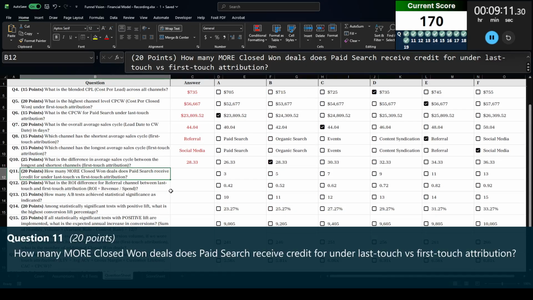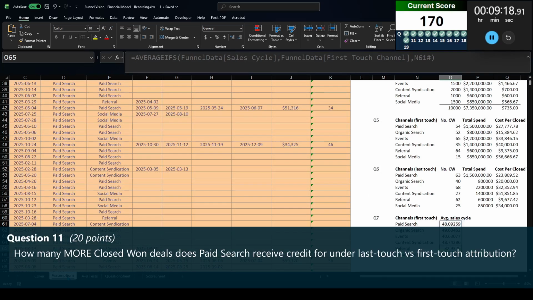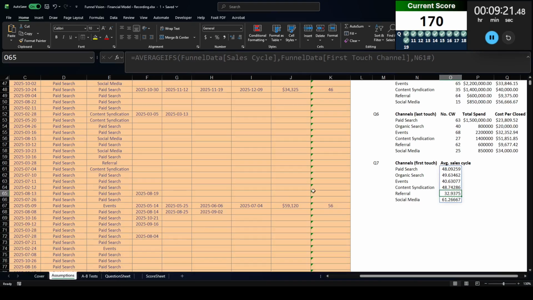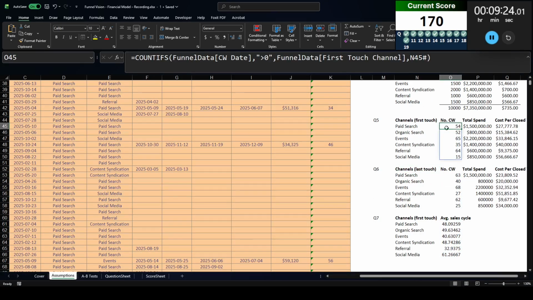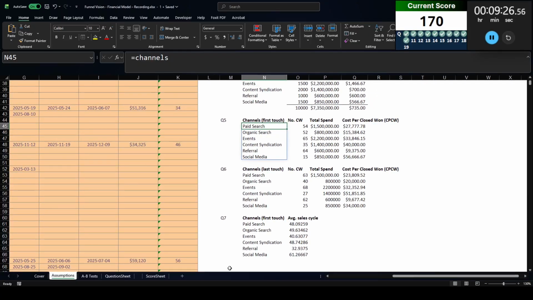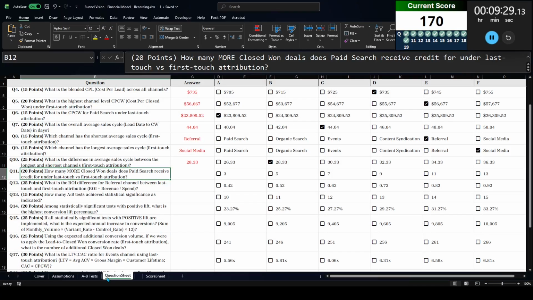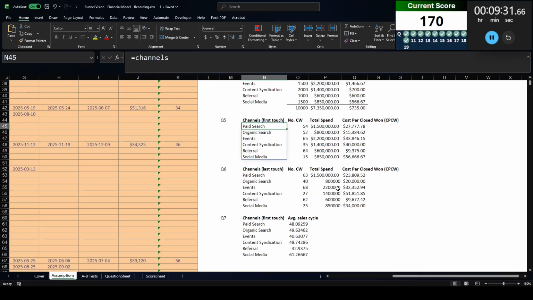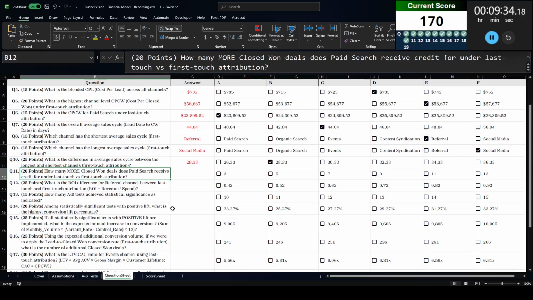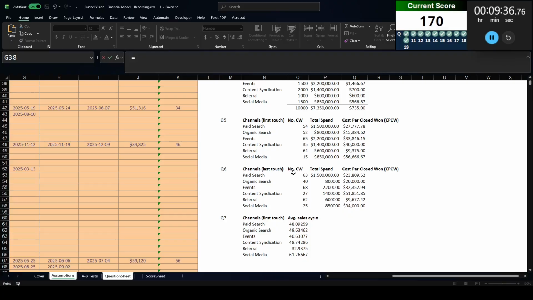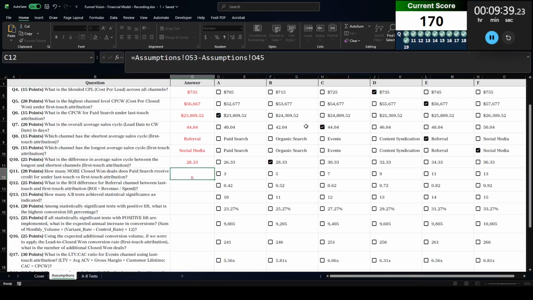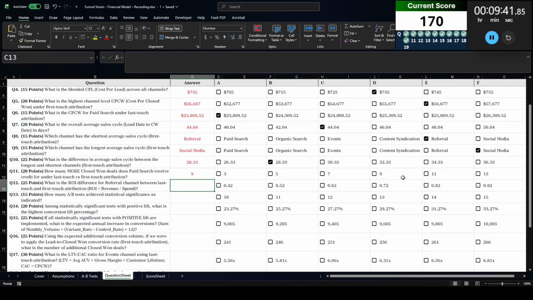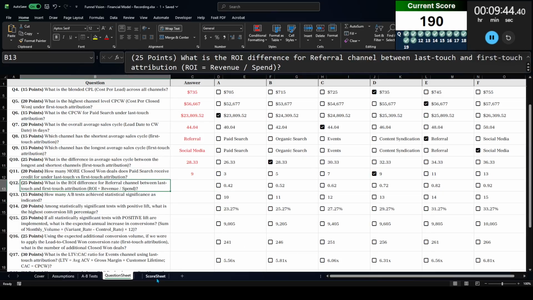Question 11. How many more closed-won deals does paid search receive credit for under last touch versus first touch attribution? Okay, so we don't have this one yet. I think we have this under last. Oh, we do have it. This under first touch. Oh, that's actually going to be easy. So we are looking for paid search, right? So that's going to be this number subtracted by that number. So let's go ahead and do 63 minus 54. So under last touch, they have 9 more than they would under first touch. Check my scoreboard again. Okay, we're good. I'm nervous about the scoreboard.